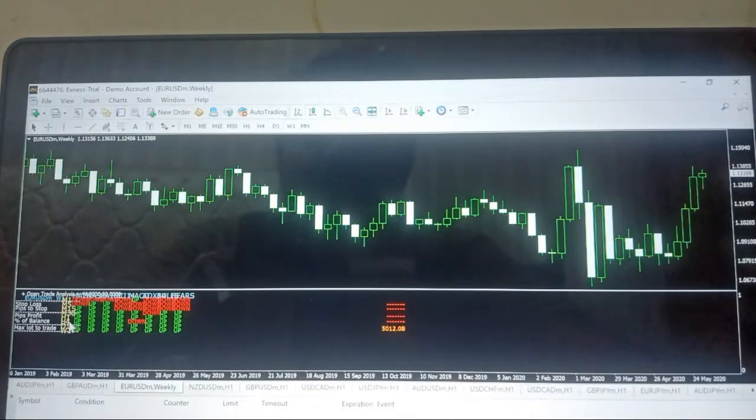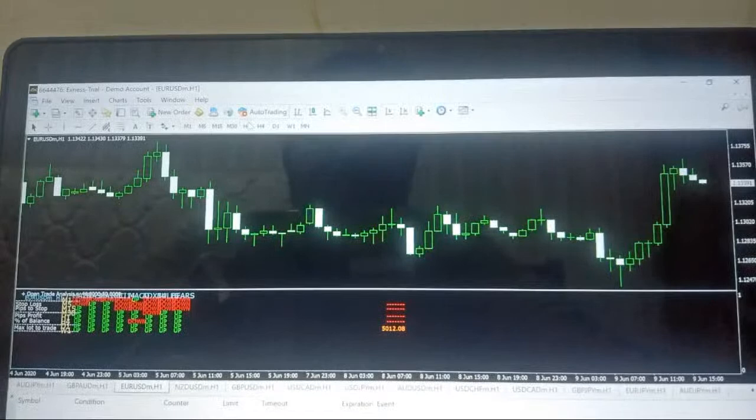For example, on the 4 hour, it's indicating that only one is down and the rest of everything is in the upward direction. So, guys, as per my opinion, this indicator is very good.